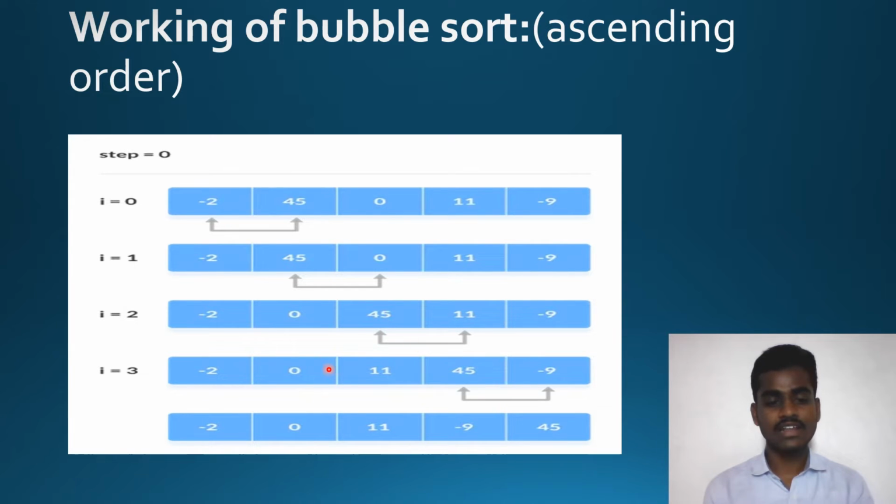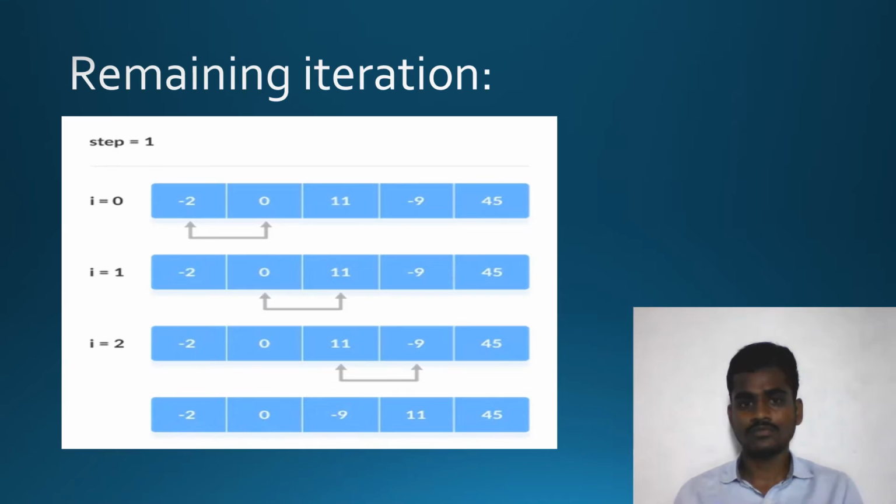In another iteration i is equal to 3, the first element is 45 and the other element is -9. Because -9 is less than 45, that is, 45 is greater than -9, both the elements are swapped. Then in the first iteration we got the list of elements in order: -2, 0, 11, -9, 45. The same process goes on for the remaining iterations. After each iteration, the largest element among the unsorted elements is placed at the end.